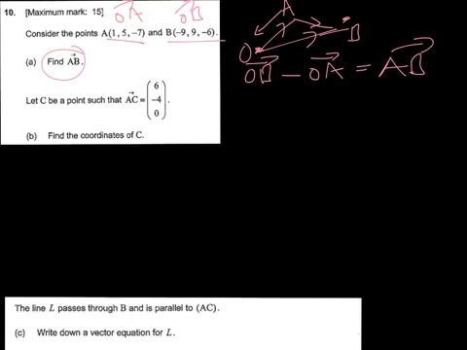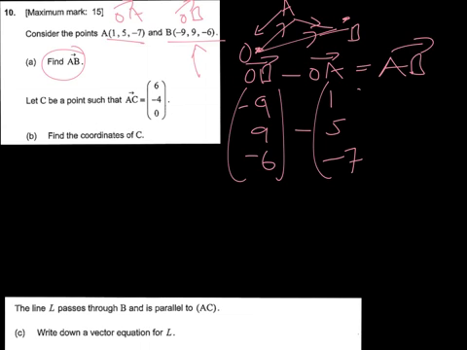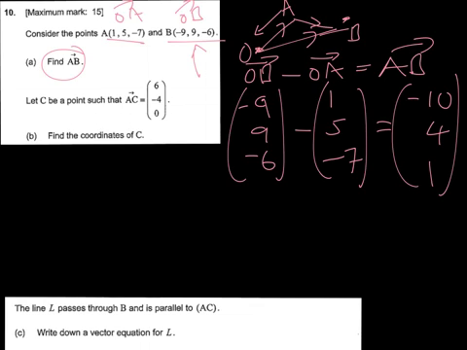So OB here is going to be negative 9, 9, negative 6, minus position vector OA, which is going to be 1, 5, negative 7. So the vector AB is just going to be the difference: negative 9 minus 1 gives us negative 10, 4, 1. So that is going to be the vector AB.